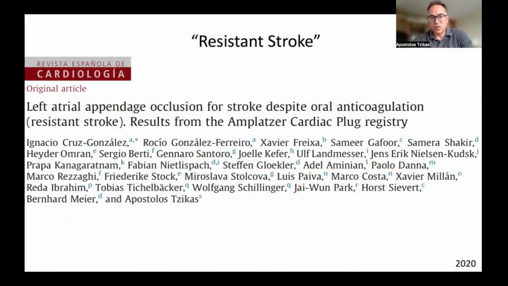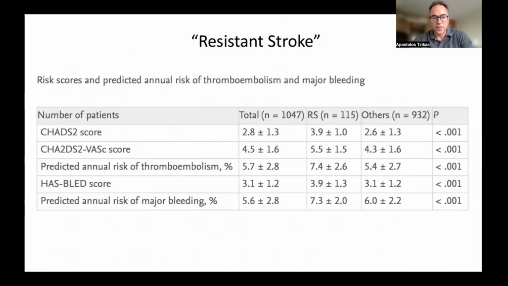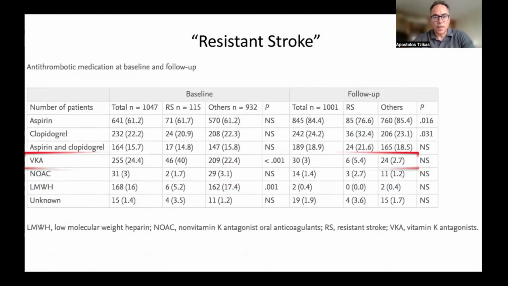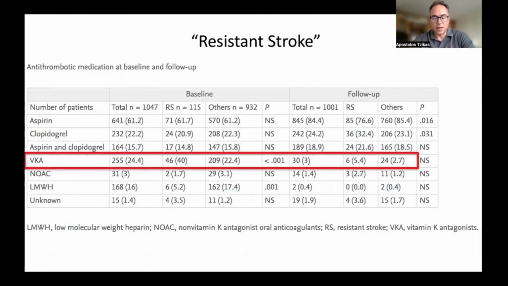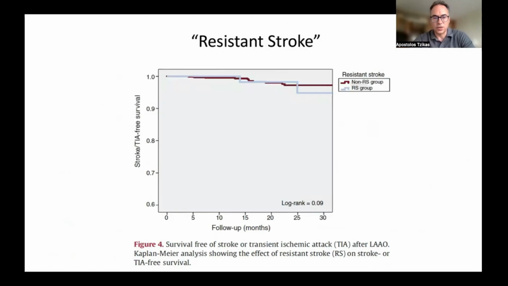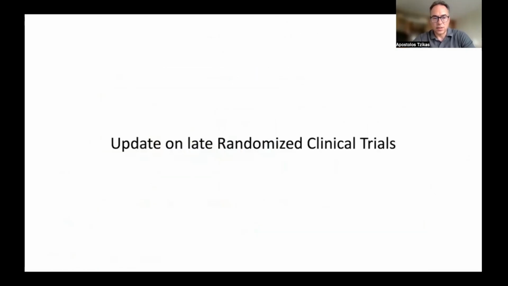And in the patients with resistant stroke, the stroke on anticoagulation, which had similar results from the Amulet registry, no matter why, the patients were sicker and had a higher CHA2DS2-VASc score, the reduction and the achievement that we had with LA closure was similar to the rest.